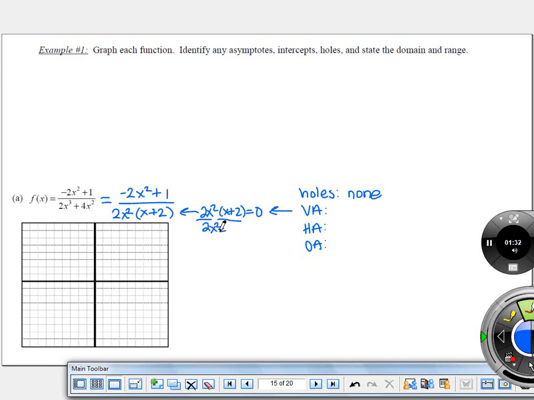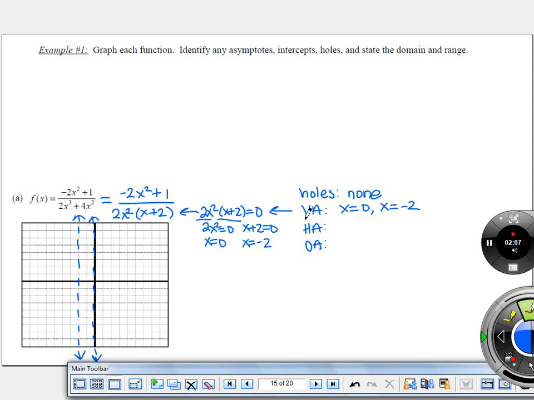So 2x squared set equal to 0 would give me x equals 0. And x plus 2 set equal to 0 would give me that x equals negative 2. So I have two vertical asymptotes at x equals 0 and at x equals negative 2. On my graph, I would mark those with dashed lines like we talked about before. And we know that the vertical asymptotes are specifically representing where the graph would be undefined. It cannot cross those because those x values don't produce any y value.